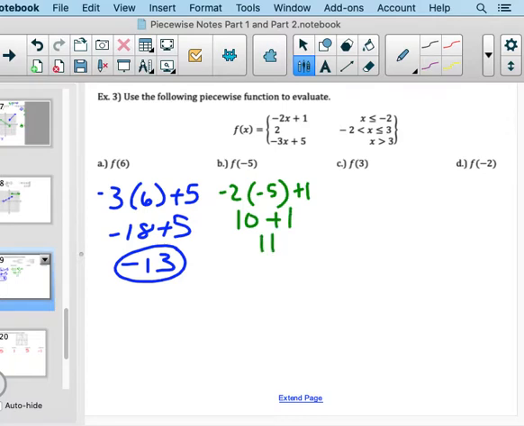Okay. Third example, f of 3. Is 3 smaller than -2? No. Is 3 in between -2 and 3? Yes. So this one is up to 3, and this one is bigger than 3. So this time we're going to use the middle equation. What's the answer?